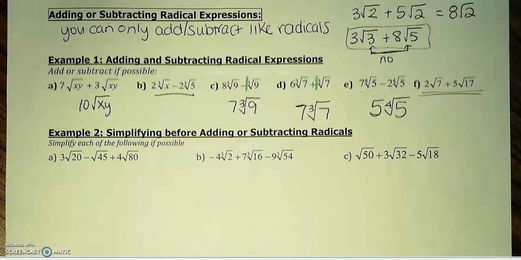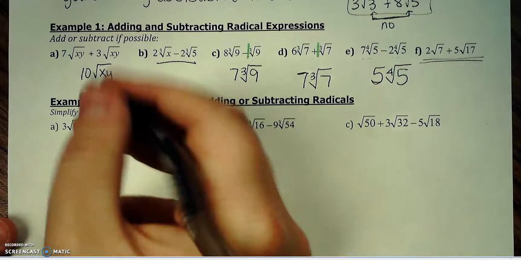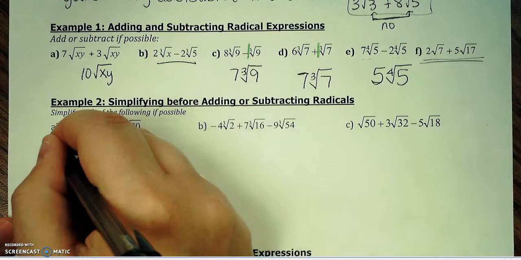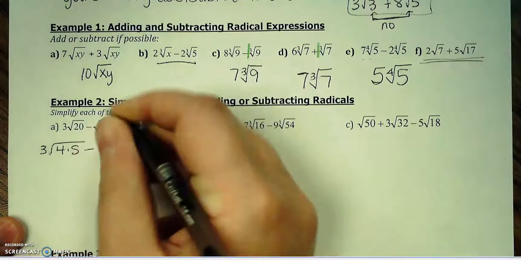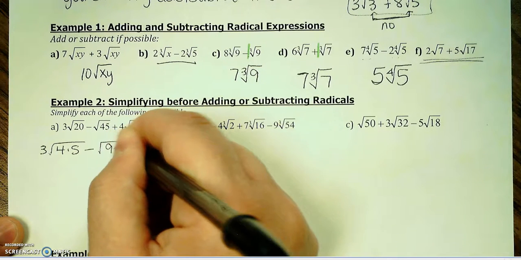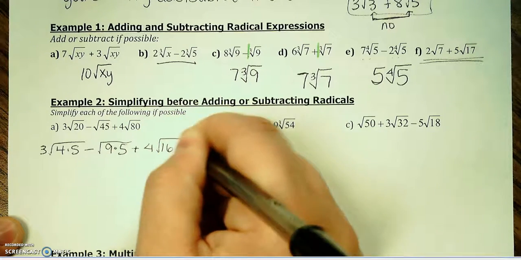Okay, now example 2. Sometimes it might not look like you have like radicals when you start the problem. None of the previous questions could be simplified in any way, shape, or form, but on this question, I'm going to break down a couple of these radicals. The biggest perfect square that goes into 20 is 4. The biggest perfect square that goes into 45 is 9. And the biggest perfect square that goes into 80 is 16.